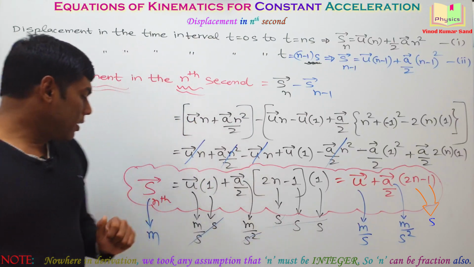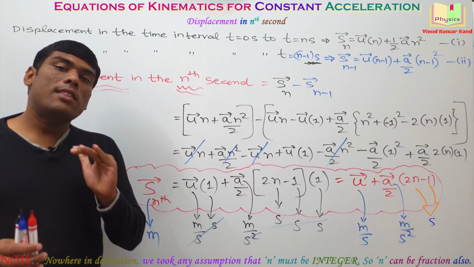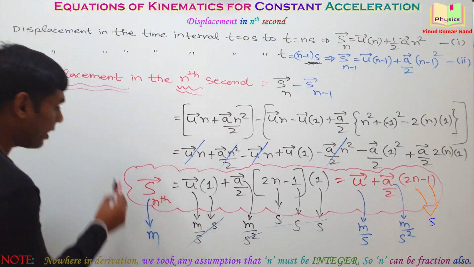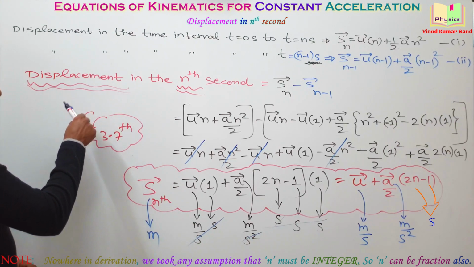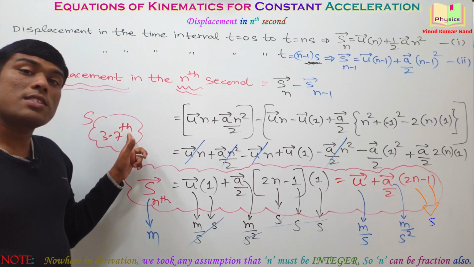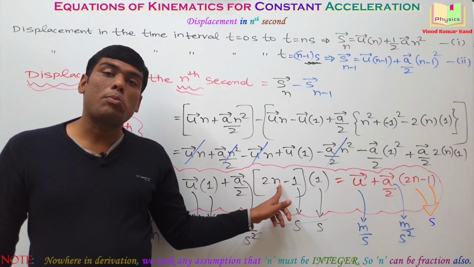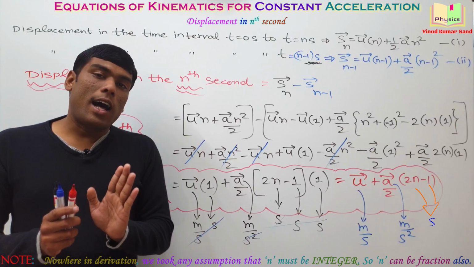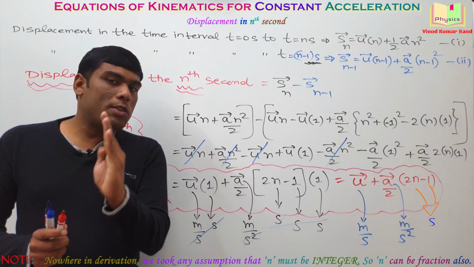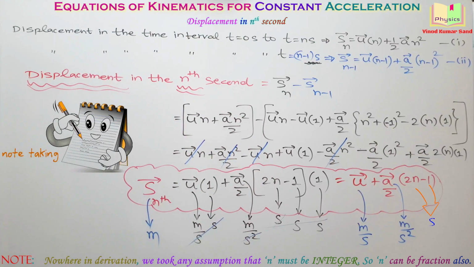So n can be a fraction also. For example, if someone asks you what is the displacement of a car in the 3.7th second, actually you can use this equation. Here you can put n is equal to 3.7 second. And this calculation will give you the displacement of the car for the time interval 2.7 second to 3.7 second. Getting the idea? Okay, you can note down this format and then we'll go further.